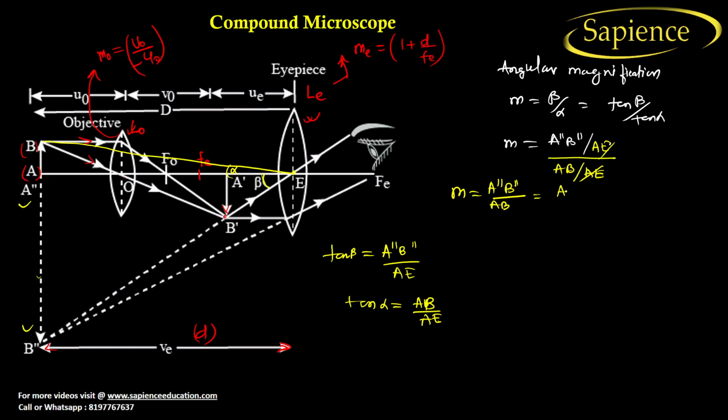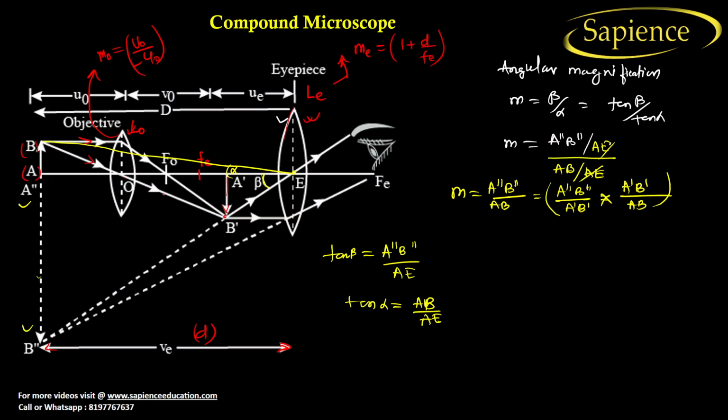Now this can also be written as a double dash b double dash divided by a dash b dash, into a dash b dash divided by AB, because this both will get cancelled out. Now finally what we can do here, a double dash b double dash is the image height, and a dash b dash is the object height. So for the eyepiece, let us consider this is the eyepiece lens, so for the eyepiece this will be the object.